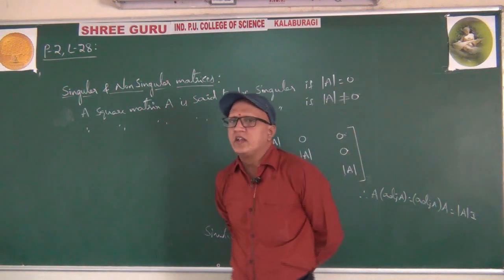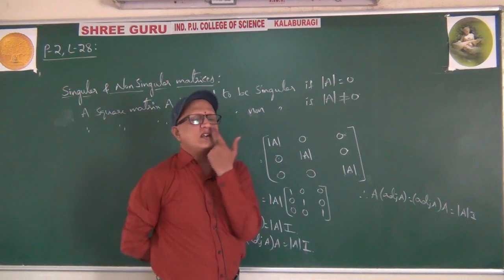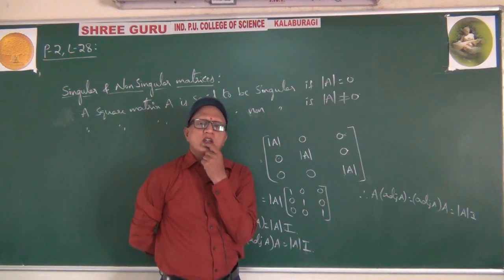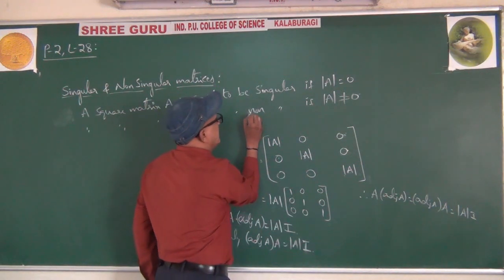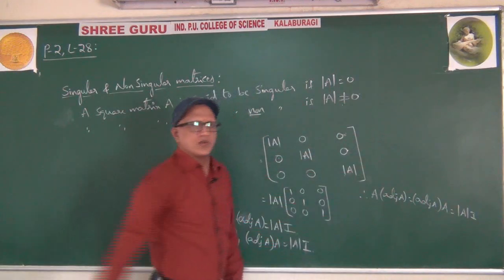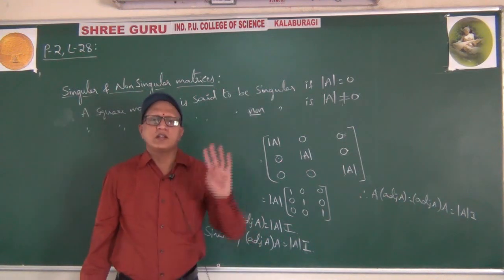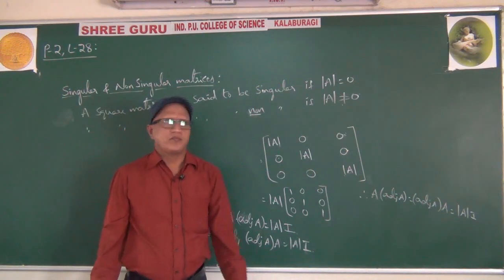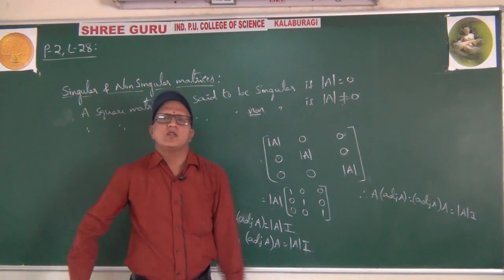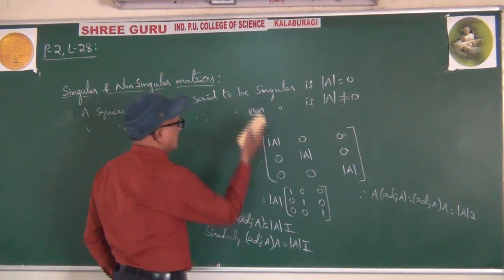Singular means determinant A equal to 0. Non-singular means determinant A not equal to 0. A very simple trick I will tell: non-singular means not equal to 0, singular means equal to 0. There are two things, remember one and automatically the other will come. Non-singular means not equal to 0. Okay? Right. This is one concept.